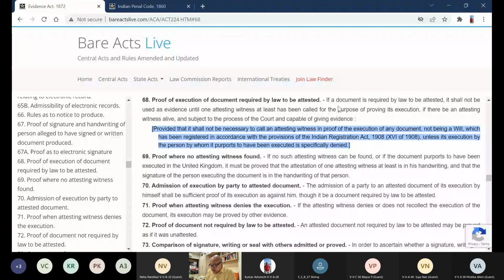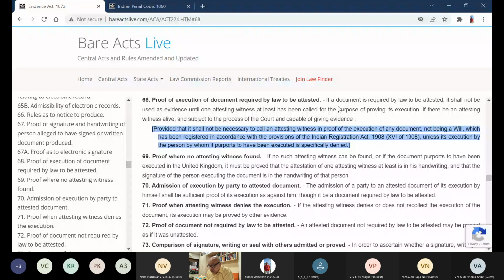Proof when no attesting witness is found comes under section 69. If no such attesting witness can be found, it must be proved that the attestation of at least one attesting witness is in his handwriting, and that the signature of the person executing the document is in the handwriting of that person. If that is also not possible, then section 70 will come: admission of execution by a party to an attested document. The admission of a party to an attested document of its execution shall be sufficient proof of the execution as against him.